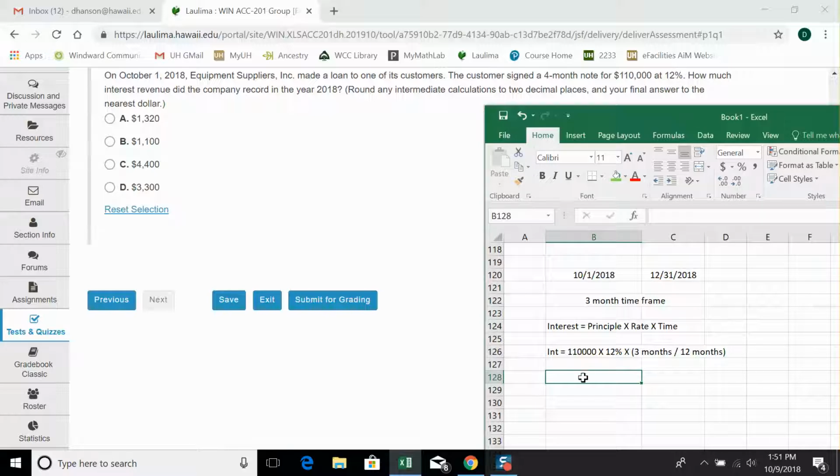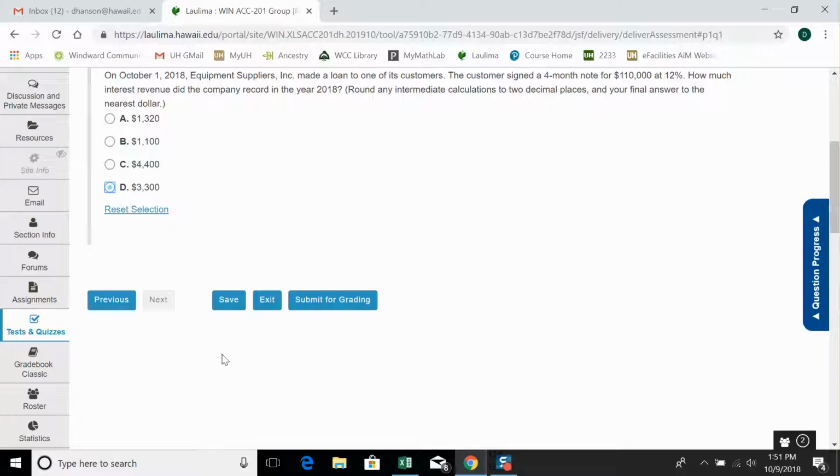Okay, so if you do that math, you're going to end up with, real quickly here, right? And you could go 3 over 12, or you know that it's 1/4 because 3 months out of 12 is 1/4 of a year, and we get 3,300, and your answer would be D. Okay.